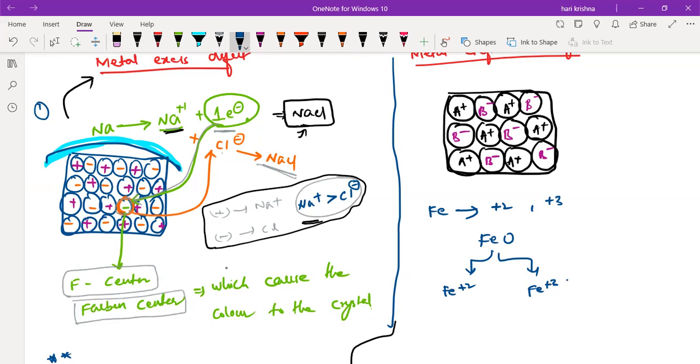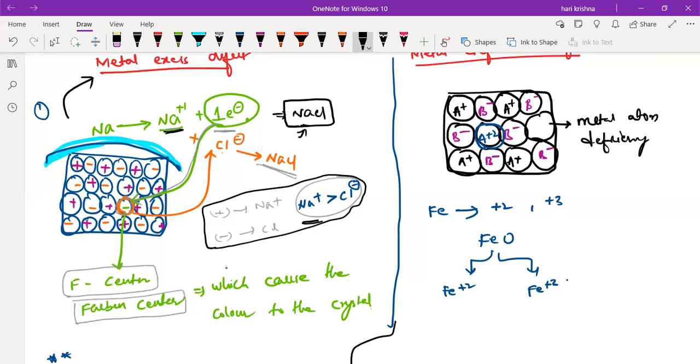Now, suppose one of the cations is occupied by an A+2 ion instead of A plus. Will charge balance happen or not? No, right? Because one plus charge is extra. Instead of A plus, it is taking A+2. That means another A plus you have to remove. So when you are removing this A plus, what is being caused here? The metal atom deficiency is being caused, right?